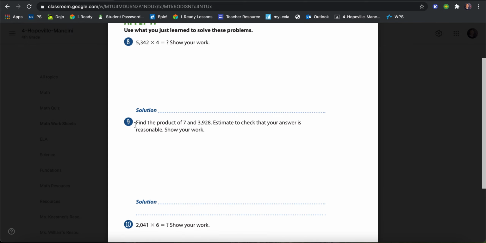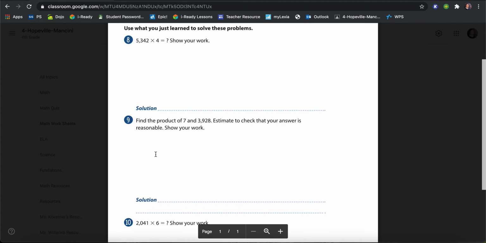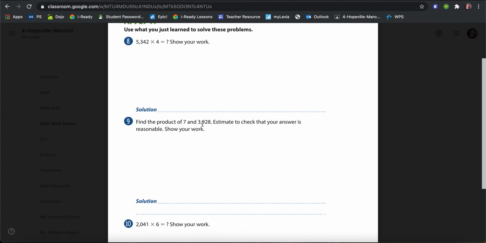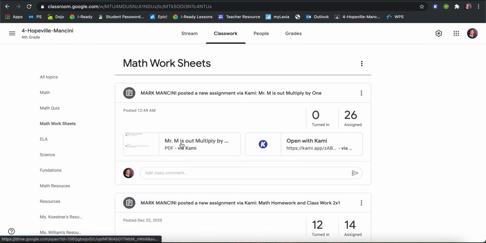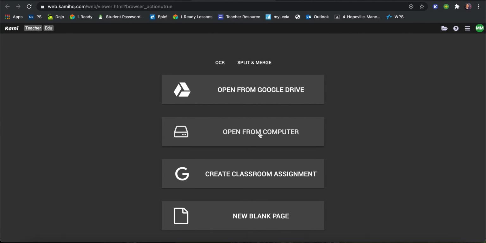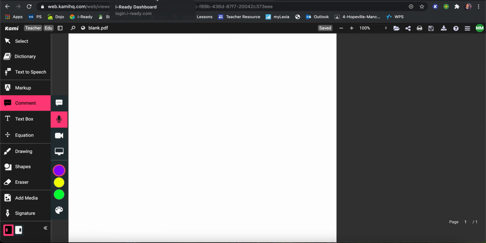For number 9, please do just as it is in number 8 and number 10 and find 7 times 3,928. You do not need to estimate your answer. I'll repeat that. You do not need to estimate. Just find the product, just as you would in 8 and 9. This worksheet will be done right after you do your iReady lessons, and right now, if you need extra assistance, I'm going to show you quickly on a blank piece of paper on Kami how to set up a multiplication problem.